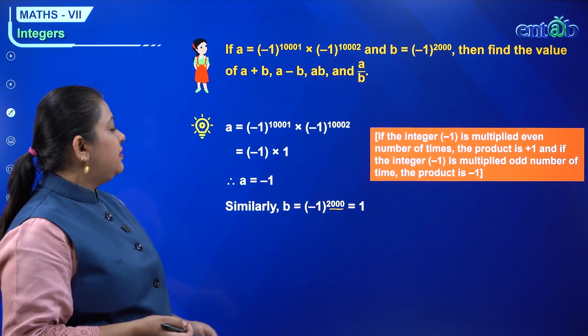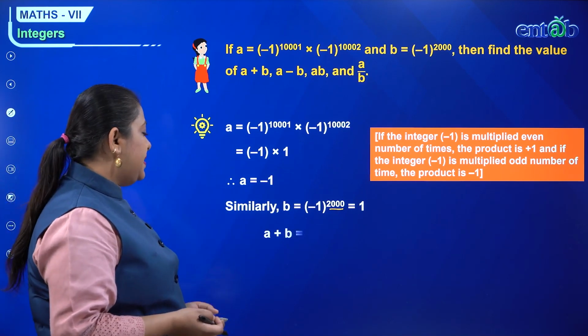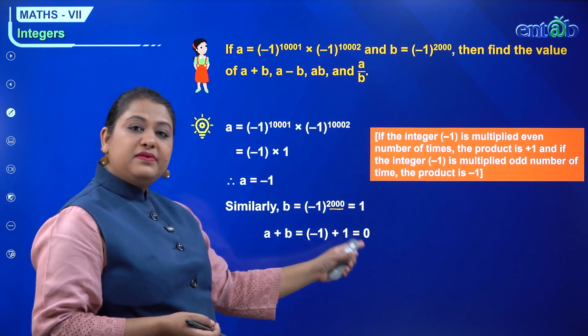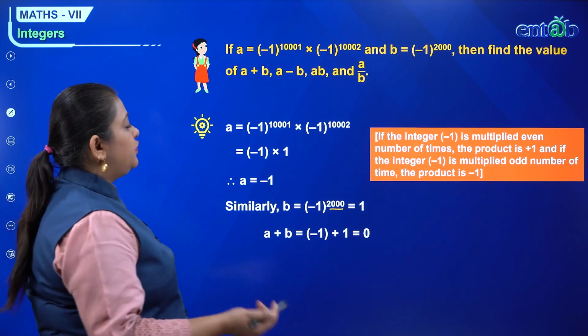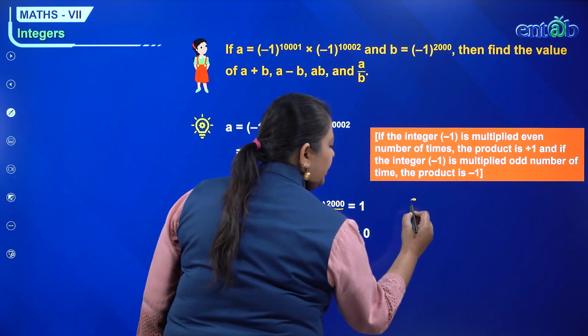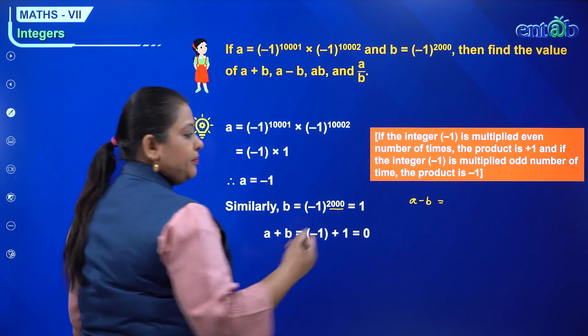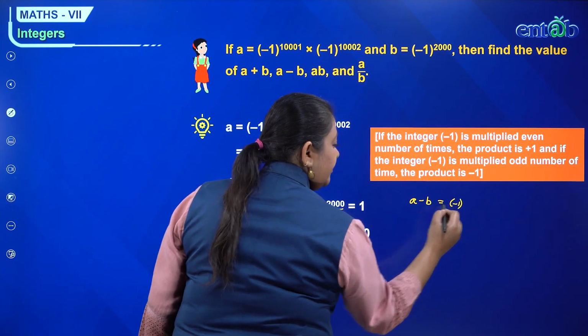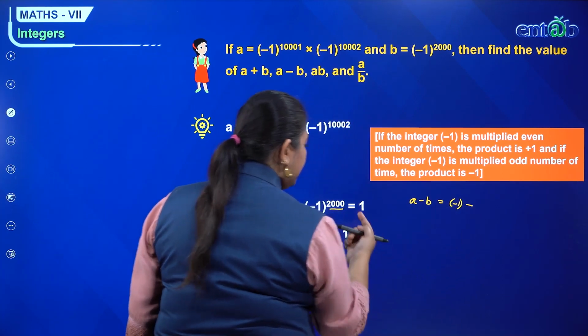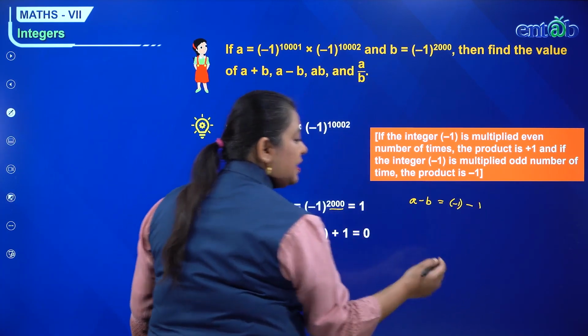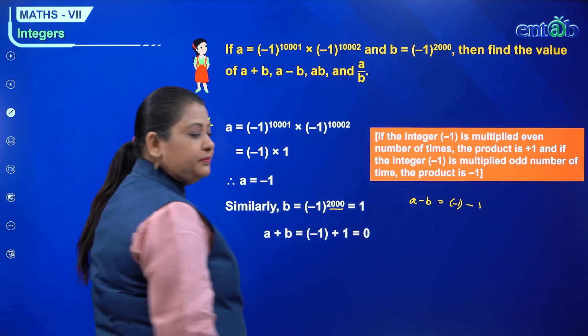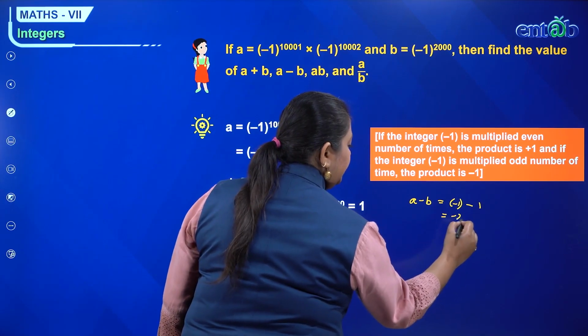Now let's figure out all of these. What is A plus B? That is minus 1 plus 1, that's 0. What would be A minus B? What is the value of A? Minus 1. Minus sign as it is. And what is the value of B? That is 1. So what is minus 1 minus 1? The answer is minus 2.